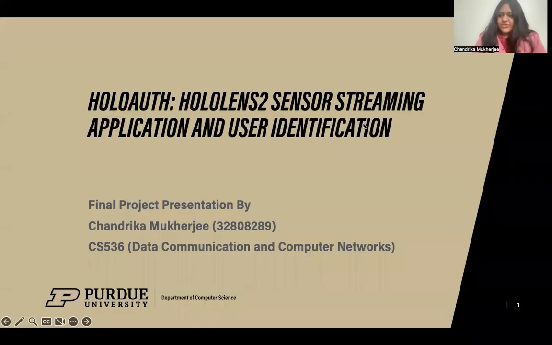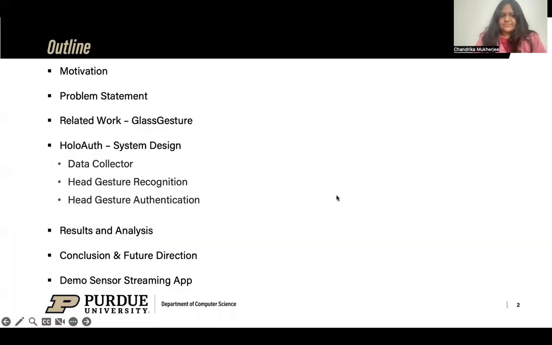Hello everyone, I am Chandrika and I am going to present HoloAuth: HoloLens 2 sensor streaming application and user identification.